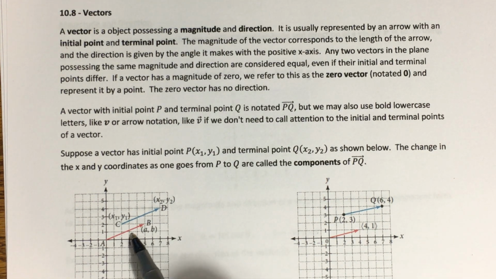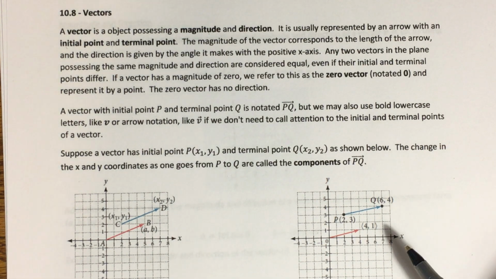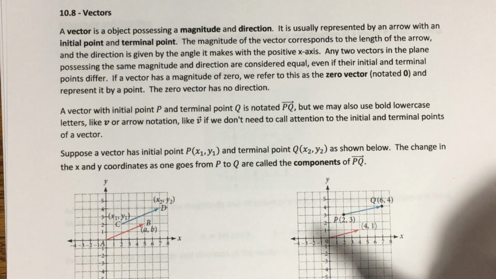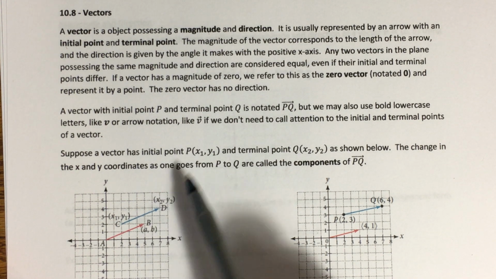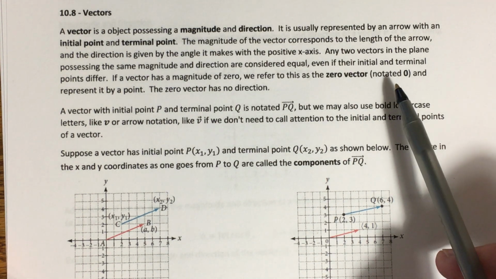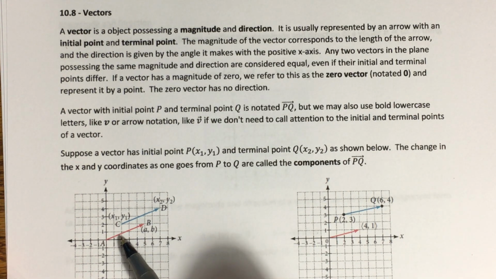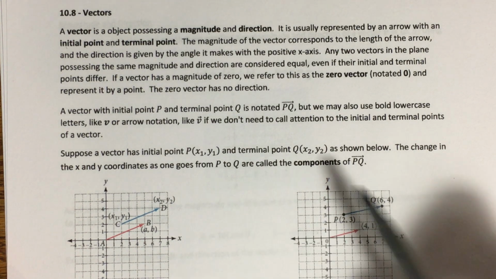You'll notice there's a blue and a red arrow. We're going to talk about this one in more depth once we get a little ways further. The magnitude of a vector is the length of this arrow. That's what the length represents. The direction of the vector is going to be the angle that it creates with the positive x-axis.